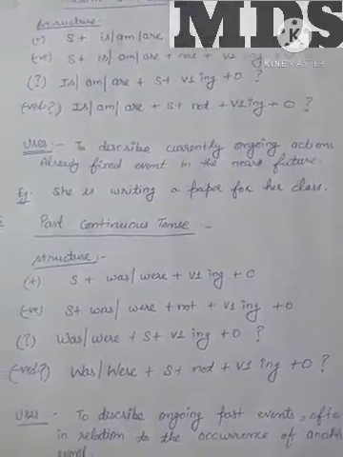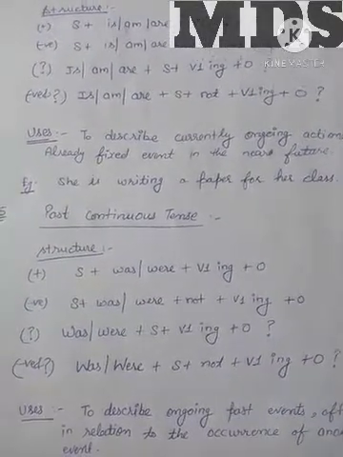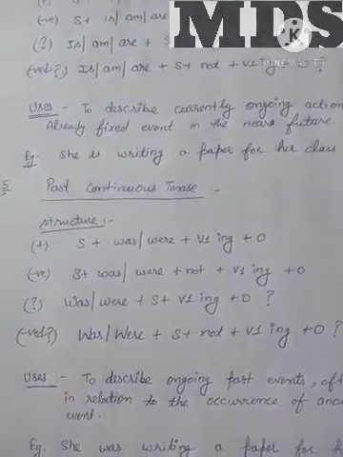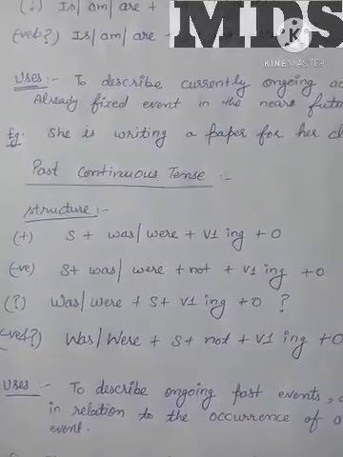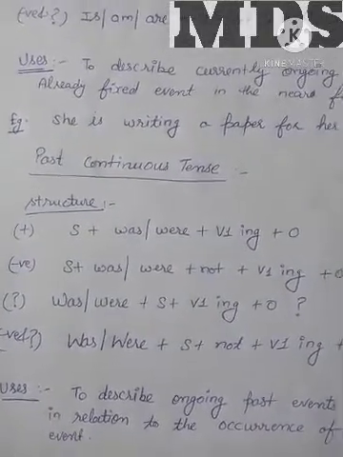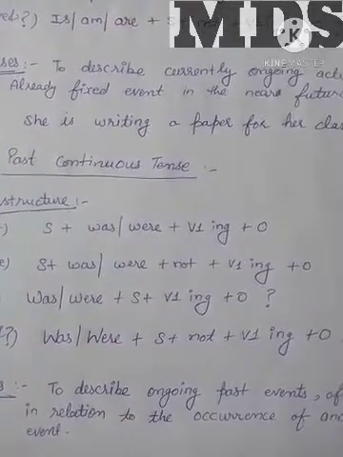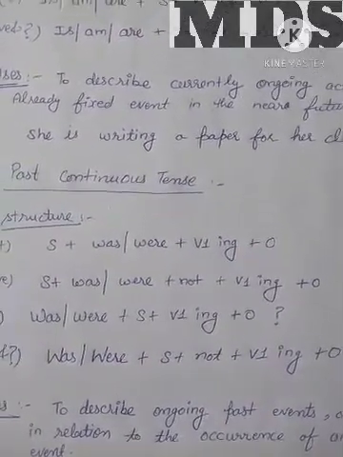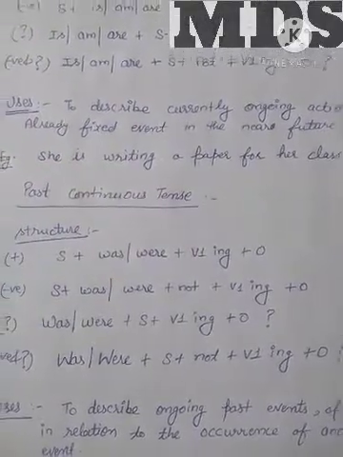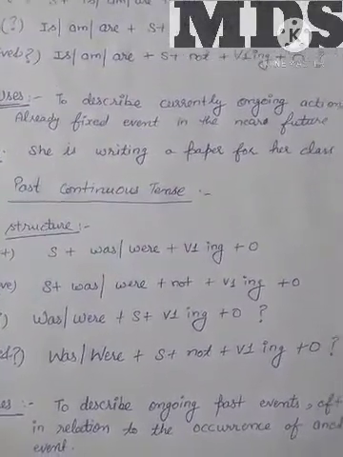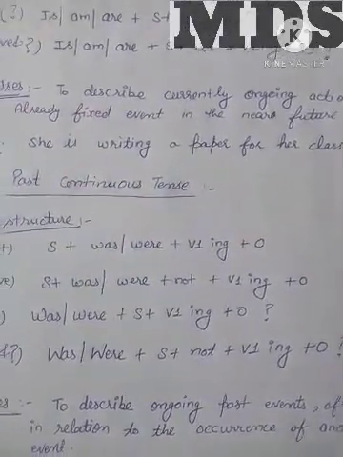So next tense that we have is past continuous tense. Let's see its structure first. It is subject plus was/were with first form of the verb and ing. So the only thing that has changed from present to past continuous tense is, in place of is/am/are, we have used was/were. Rest is the same.